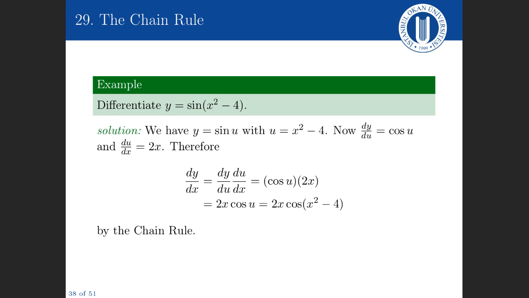For example, the question I started the chapter with: differentiate sine of x squared minus 4. Let's look at this function. We have y is equal to sine of u, where u is the function x squared minus 4. We have a function of a function, so we use the chain rule. We can differentiate these two easier functions. The derivative of sine u with respect to u is cos u, and the derivative of x squared minus 4 with respect to x is 2x.